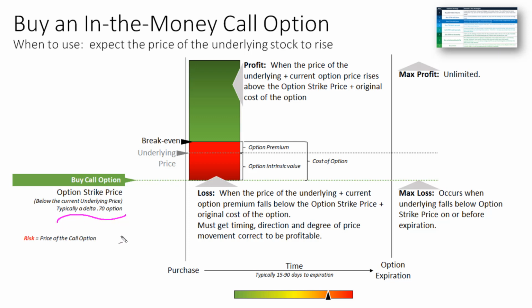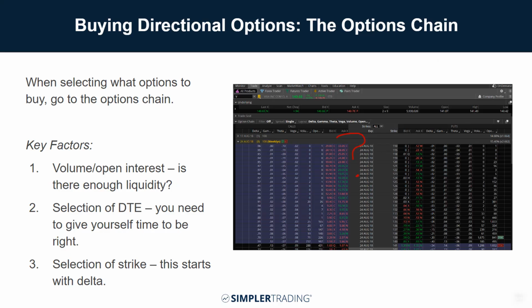So this is generally how we set up our long options trades. We usually get around a delta 70. We usually get them in the money. Of course, it changes depending on the setup, but that is normally what we are looking for. When you're buying directional options, you need to be able to read the options chain, which is really important. A couple of factors we look at are volume and open interest. We want to know if there's enough liquidity.